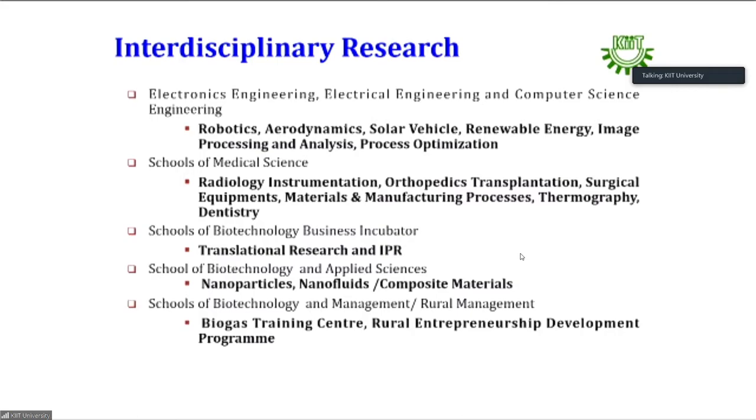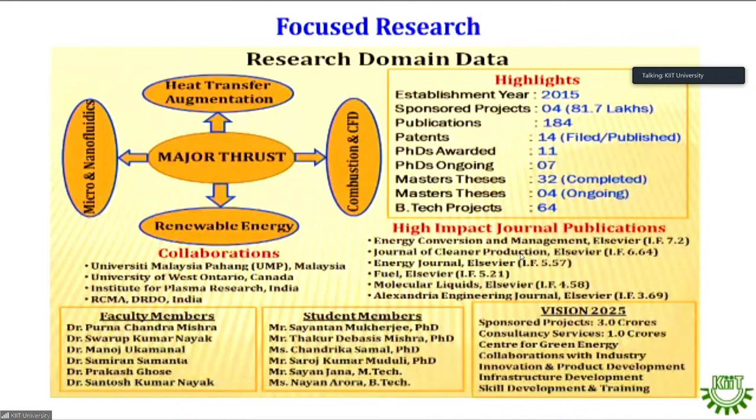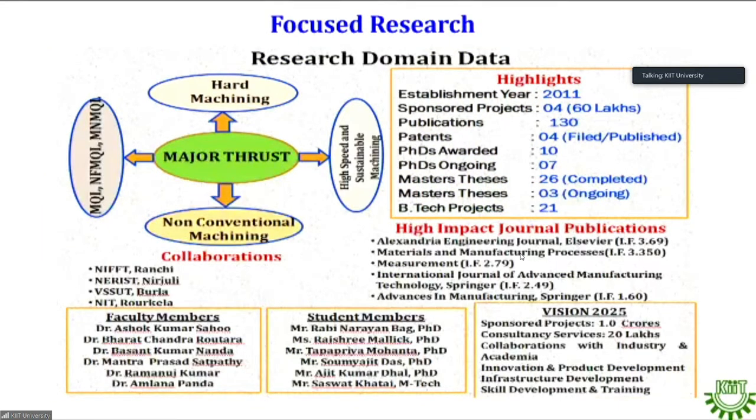In biotechnology, that is translational research and IPR, the School of Biotechnology covers nanoparticle, nanofluids, composite material, and a biogas training center. So these are some of the focused areas of research as far as nanofluids and nanoparticle heat transfer, combustion, and computational fluid dynamics are concerned, where students of BTech, MTech, and PhD are all actively engaged in this focused area of heat transfer augmentation. Similarly, another focused area is machining or manufacturing, called sustainable machining, where students are publishing papers, carrying out a lot of innovative projects, and presenting their papers in national and international journals.